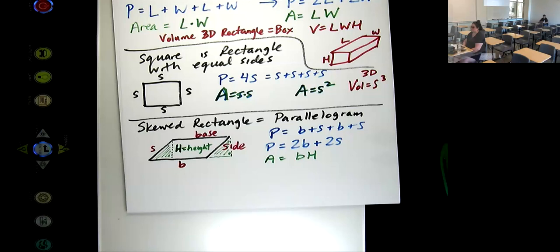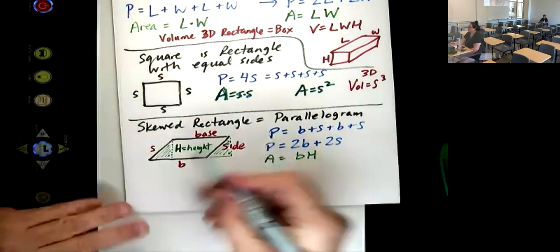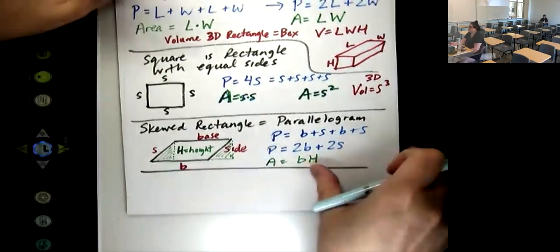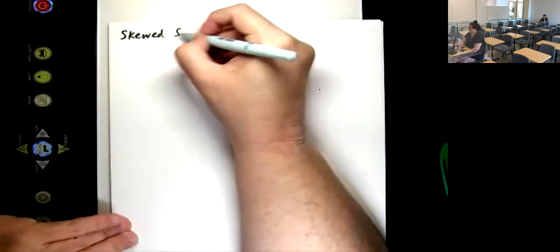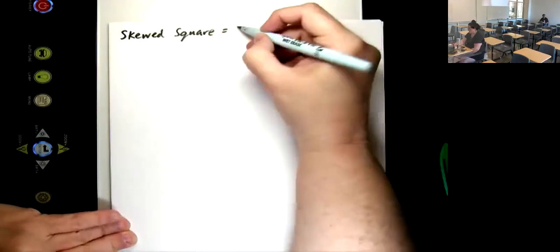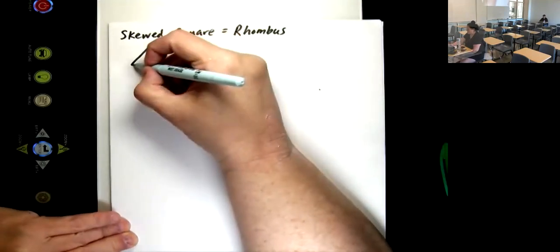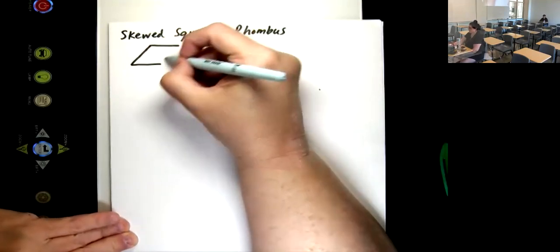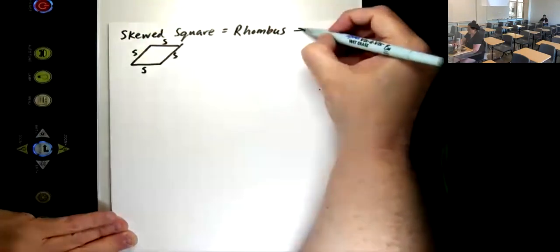Just like a rectangle, when we skew it, it makes a parallelogram. The subset of rectangles, the square, when we skew a square, I should put this on the page. The skewed square is called a rhombus. So it's like a parallelogram, but all 4 sides are equal. So it's a parallelogram with equal sides.